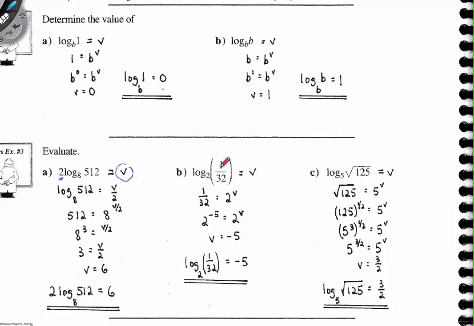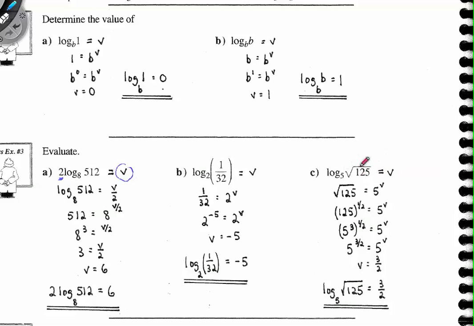Again, you can do drop, swing, bump. There's nothing multiplying out front, so drop the 1 over 32, swing the 2 over, bump the v up. Now this has a base 2, this has not, but we know this is really 1 over 2 to the 5, or 2 to the negative 5, so v is negative 5. So this has a value of negative 5.